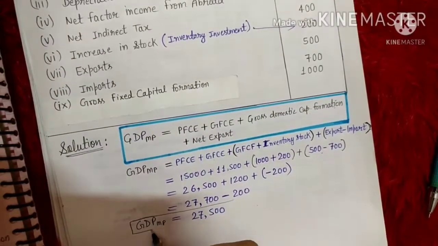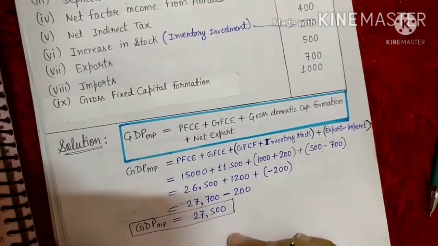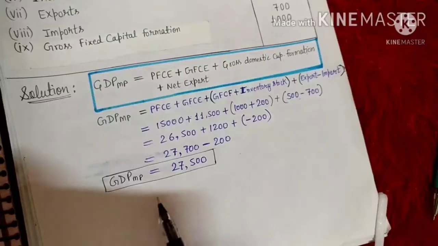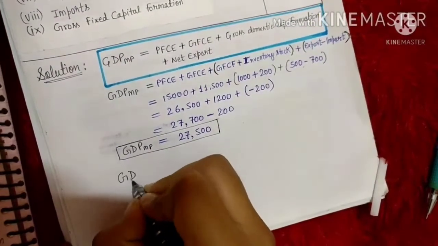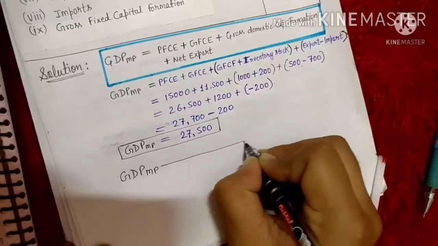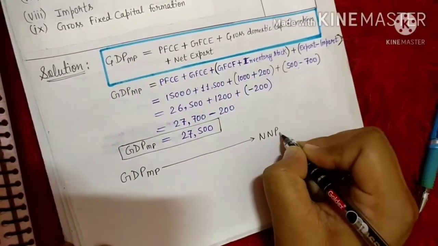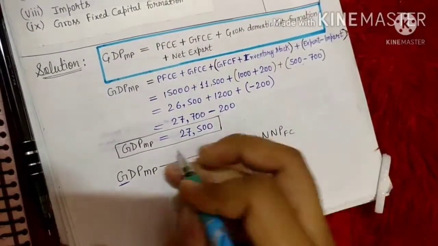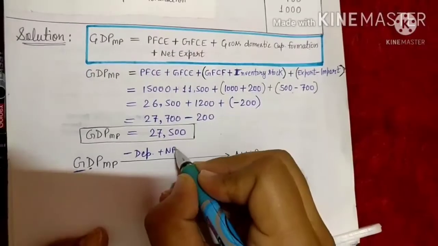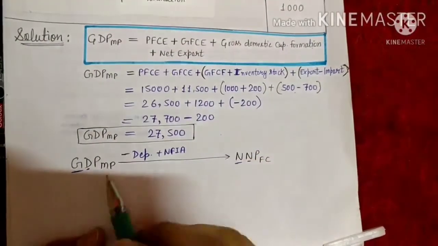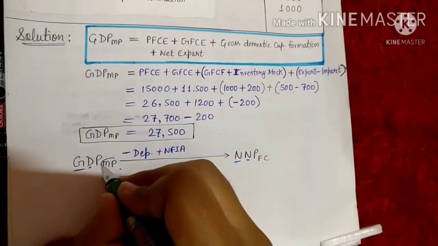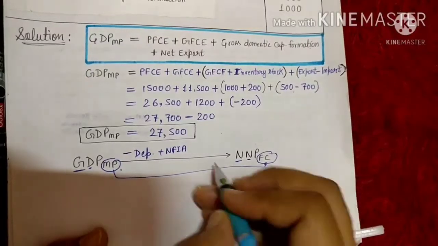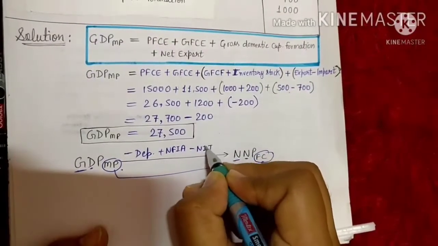GDP at MP. But here we have to find out national income, that is NNP at FC. So it means we have to convert this GDP at MP into NNP at FC. First, in order to convert gross to net, and then to national, we have to add NFIA, net factor income from abroad, and at last, market price to FC. We have to convert this market price into factor cost, FC. In order to convert this, we have to subtract NIT, which means net indirect tax.